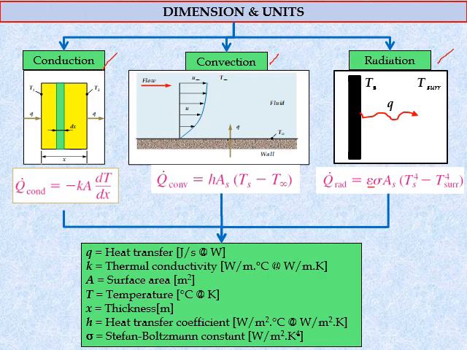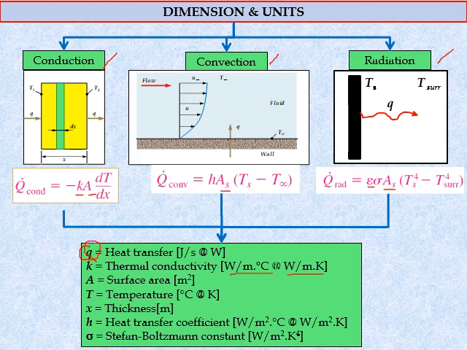The Q value here is the heat transfer, in joule per second or watt. This one should be capital Q. K is the thermal conductivity, so the unit is watt per meter dot degree Celsius or watt per meter dot Kelvin. And then A is the surface area. This is the cross-sectional area, and this is directly the surface area in contact with the flowing fluid, and this is the surface temperature directly exposed to the surrounding.